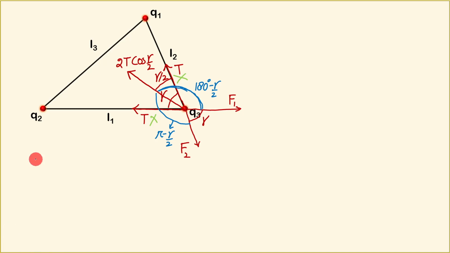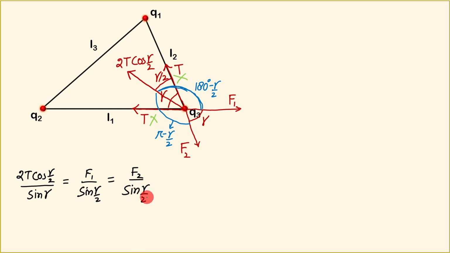Writing down Lami's theorem equation: each force divided by the sine of the angle between the other two vectors. So the first is 2T cos(gamma/2) divided by sine gamma, which is equal to F1 divided by sine(pi minus gamma/2). That becomes sine(gamma/2), and that is equal to force F2 divided by the same angle, so it will become sine(gamma/2).